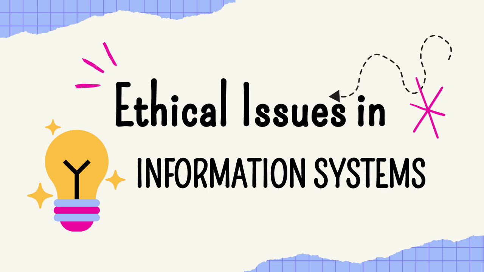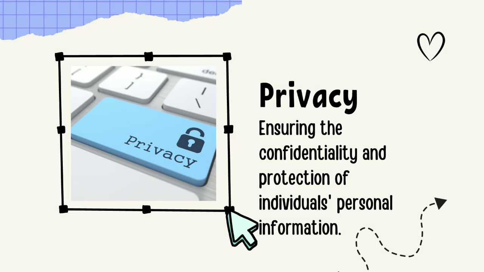Information systems are like big electronic filing cabinets that store and manage information. They help people collect, organize, and share data, like files, documents, and pictures, using computers and other devices. Basically, they're tools that make it easier to work with information. So here are the ethical issues in information systems.